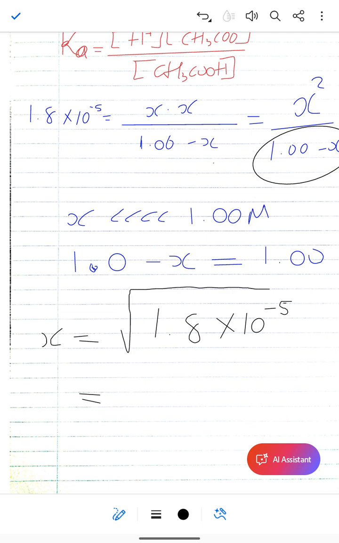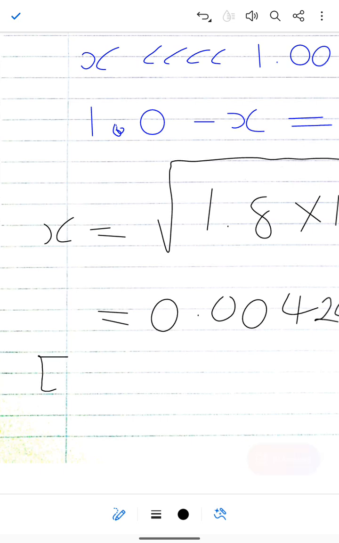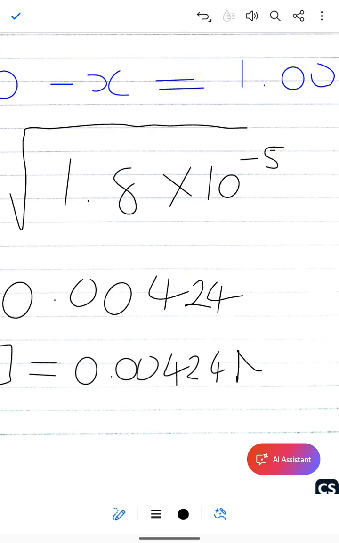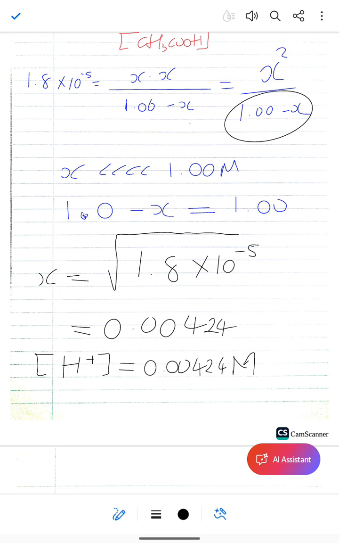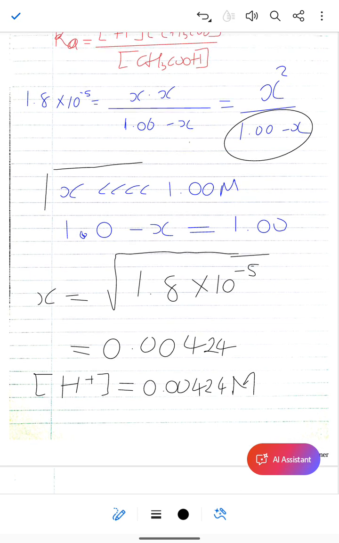And then if you press your calculator very well, this will give you 0.00424. And then if this is X, you can also conclude that the concentration of this is simply 0.00424, right? And what did I do here? It's very simple: after assuming that X is very, very small compared to this one molarity of the acetic acid, it only means that 1 minus X is still just 1, right?